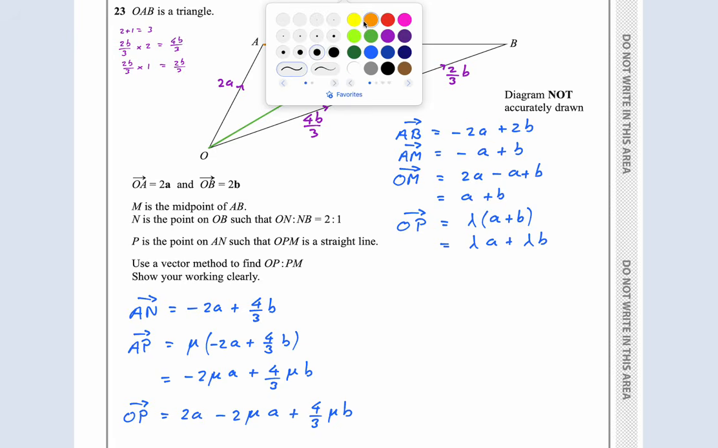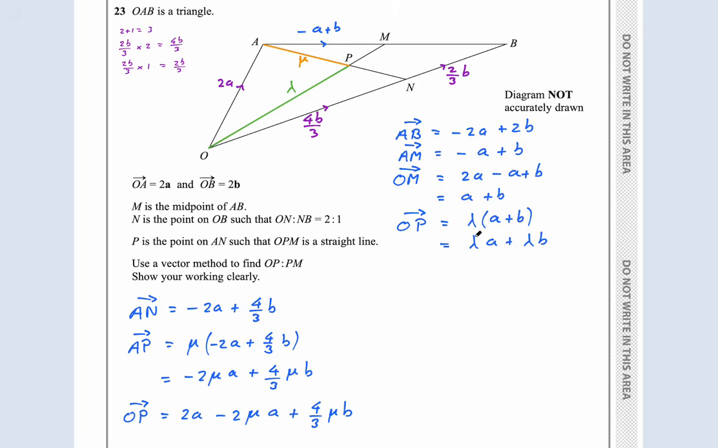I'm now going to say, right, here I have my lambda A. This must equal 2 minus 2 mu, because the A's of this, if they're equal, and they are equal, because OP obviously equals OP, then the A part, because A and B are a vector, the A part must equal the A part, and the B part must equal the B part. So lambda equals 2 minus 2 mu. Let's write that down. Lambda equals 2 minus 2 mu.